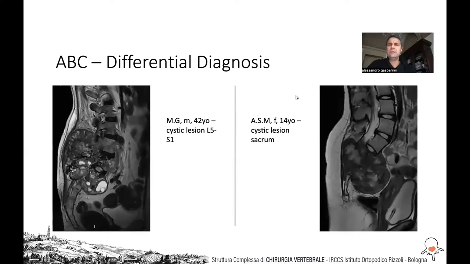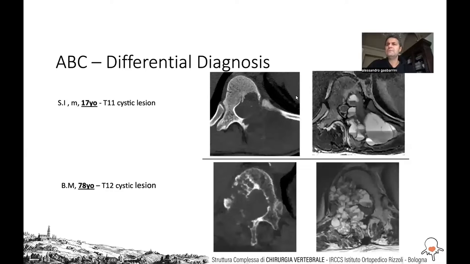As you can see, these two images appear similar, but one is an aneurysmal bone cyst and the other is a giant cell tumor with some ABC-like lesions. Have a look at these two cases. They could appear quite similar, lytic on the CT and with cystic fluid levels on MRI, but actually they belong to two completely different entities.